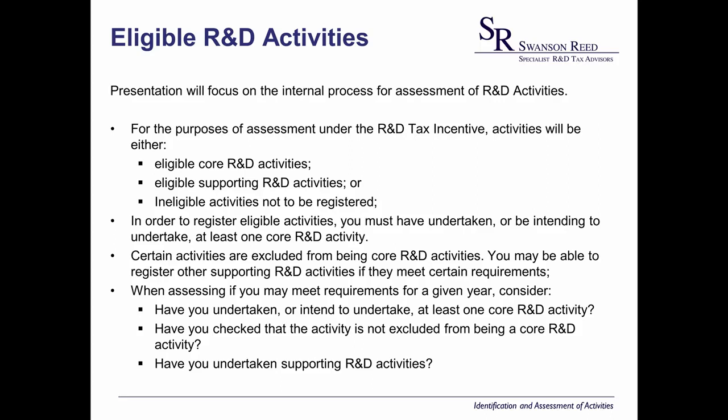When assessing if a company can register activities, consider: have you undertaken or are you intending to undertake at least one core R&D activity? Have you checked that the activity is not specifically excluded from being a core R&D activity? And have you undertaken supporting R&D activities? A company may have a year where they only undertake supporting activities. However, these must be directly related to a core activity. That core activity may have been undertaken in previous years, or it may be planned for a future year.